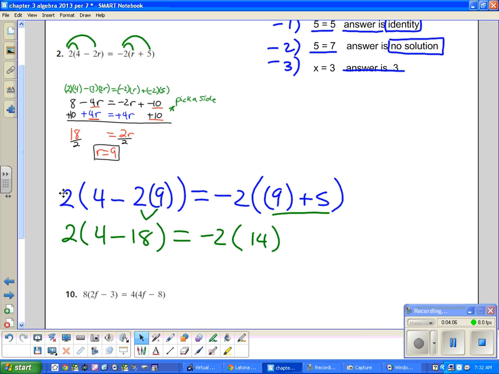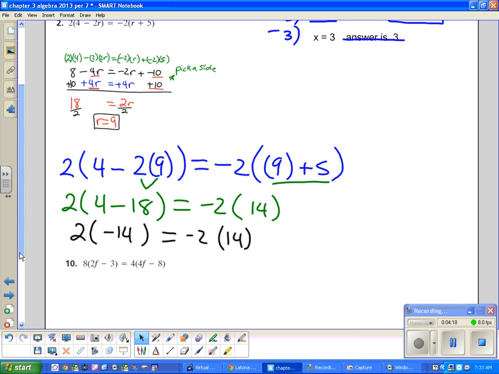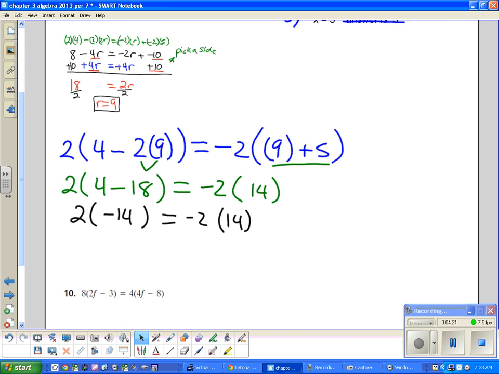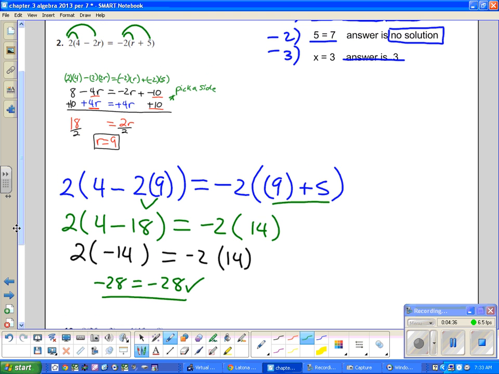If we continue to do the math inside the parentheses here, 4 minus 18 is going to be a negative 14 equals a negative 2 times 14. And if you notice, we have the same question on both sides, just the negative sign is different, and we get negative 28 equals negative 28. Now this checks, and you might say, well, this is the identity. Well, the check is the identity, but the actual answer is r equals 9. So be careful. R equals 9 is our answer.